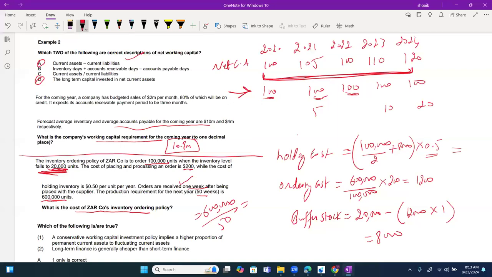So 100,000 divided by 2 plus 8,000 into 0.5. 29,000. So 29,000 plus 1,200. 30,200. 30,200. That is the answer.